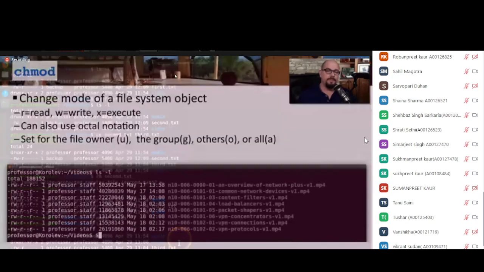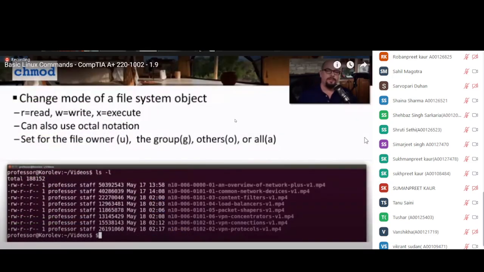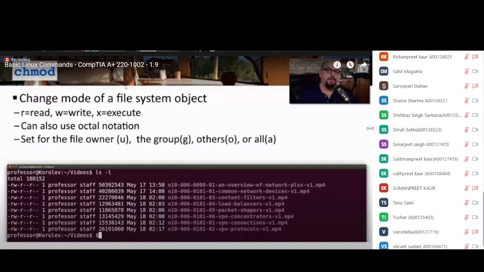Okay, now our topic is the chmod. So yesterday I requested you please wait. So I'm going to explain what chmod is. When we are talking about chmod, we are going to change the mode of a file system.